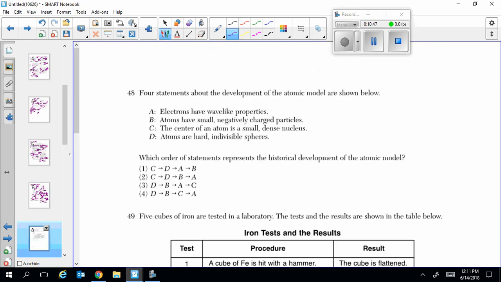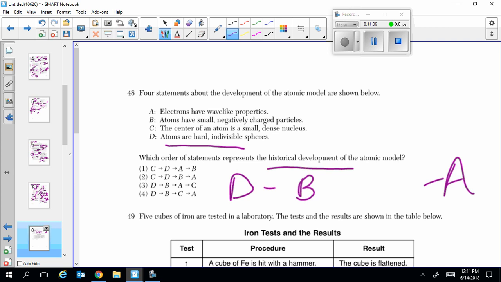4 statements about the development of the atomic model are shown. Which order shows the historical development? So wavelength, I want that one to come last. Small negatively charged particles, the electrons, that is over here. It's not the very first thing. Here we go. Atoms are hard, indivisible spheres. I want that to come first, and then finding a nucleus would come after. So D, B, C, A.